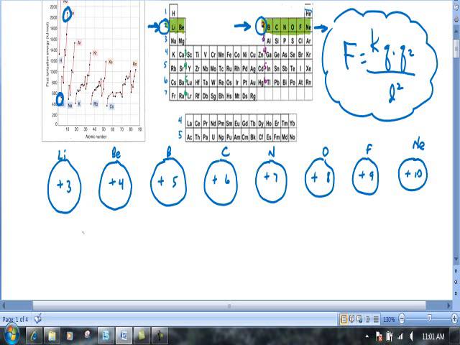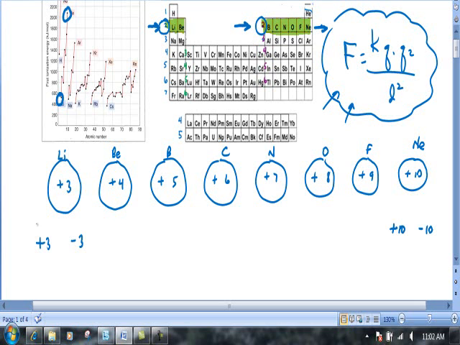Another trend that underlies our reason for the general trend in ionization energy is that as we go across a row on the periodic table, the atoms tend to get smaller and smaller as we move across. The reason the atoms get smaller is due to Coulomb's law.